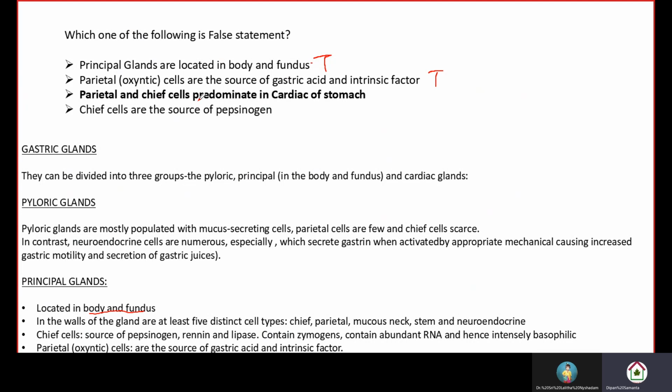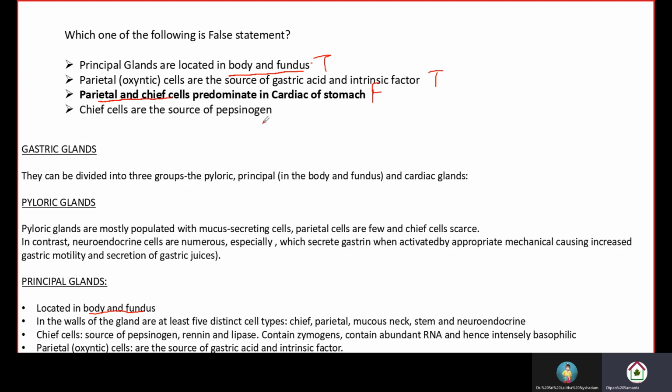Parietal and chief cells predominate in the cardiac part of the stomach. No, that is not true, because parietal and chief cells come under principal glands. So they should be located at the body and fundus, not at the cardiac.